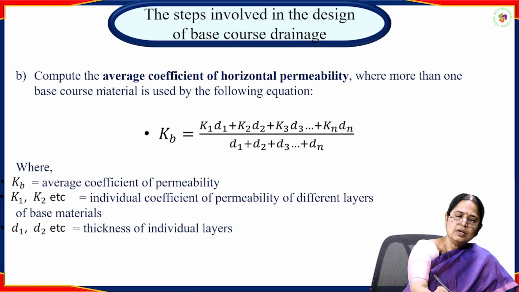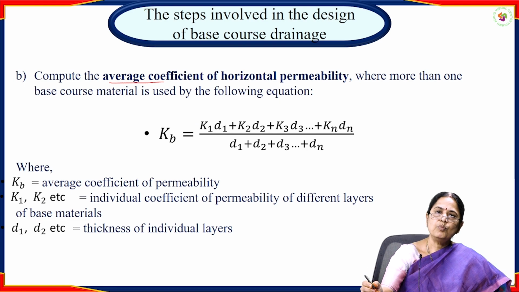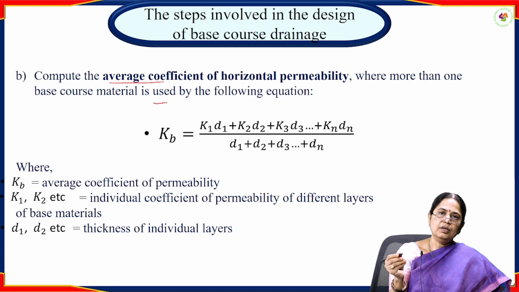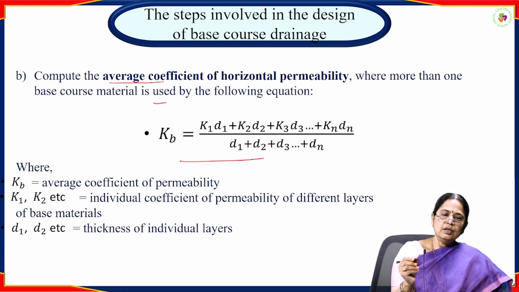The next step is to compute the average coefficient of horizontal permeability where more than one base course material is used for that particular base course. This is the formula for the average coefficient of horizontal permeability.